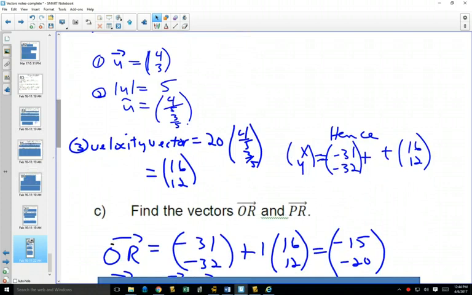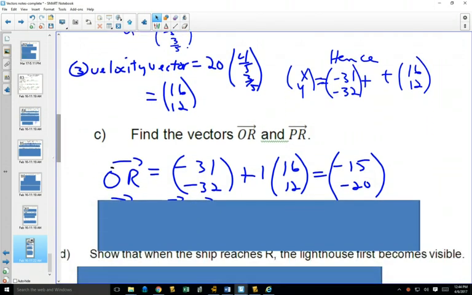So find the vectors OR and PR. Well, to find OR, we're told that O to R is on the path after 1 hour. So if we put 1 in for t and simplify this equation, we get that O to R is (-15, -20).